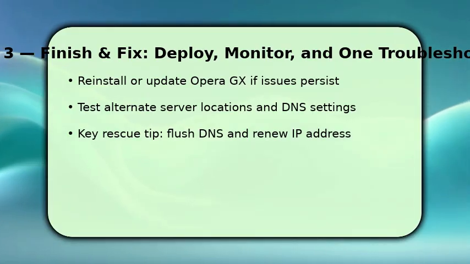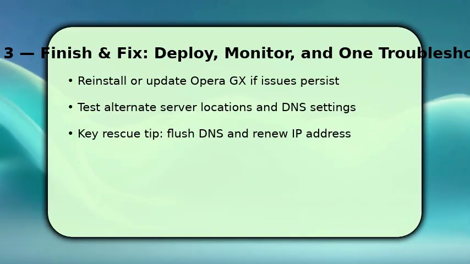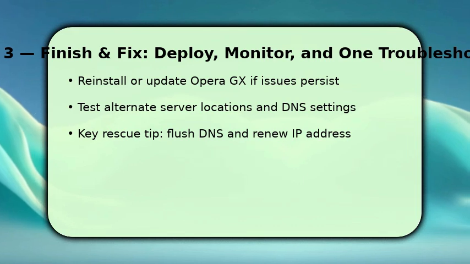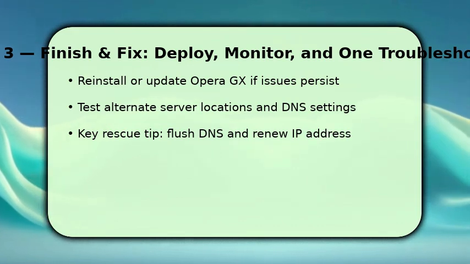Once done, confirm websites load and your IP reflects the VPN. If things still fail, flush DNS and renew your IP address on your device. This often clears stale routing. If that fails, capture error messages.